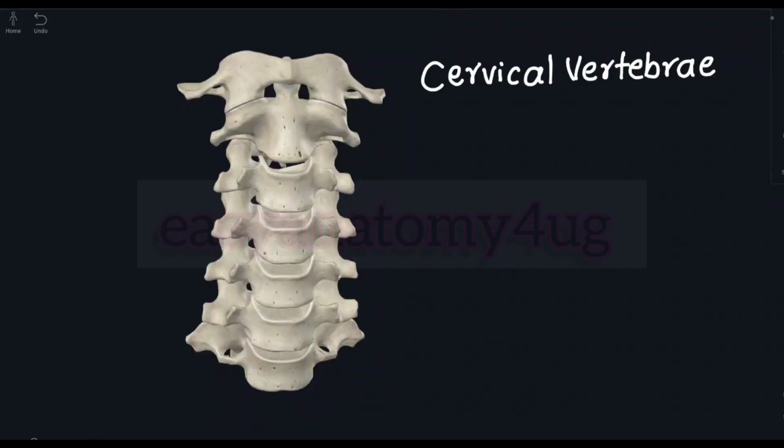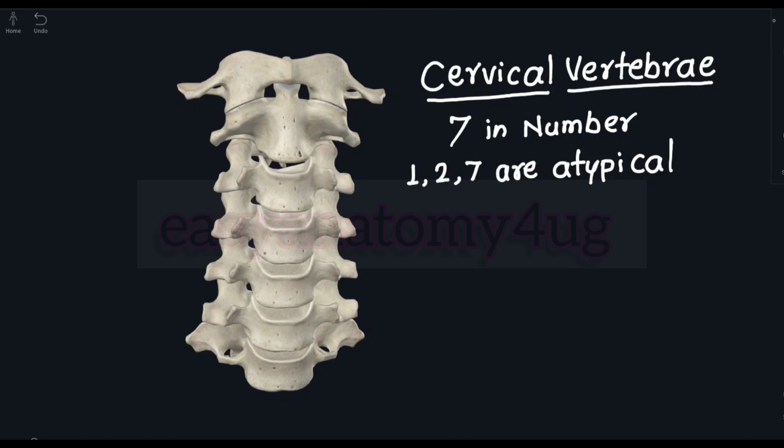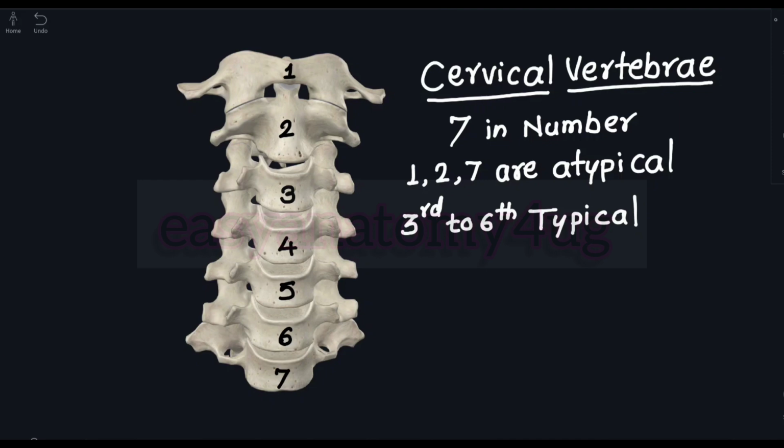Hello friends, in today's video we will learn typical cervical vertebrae. There are 7 cervical vertebrae, out of which first, second and seventh are atypical cervical vertebrae, whereas third to sixth are typical cervical vertebrae.